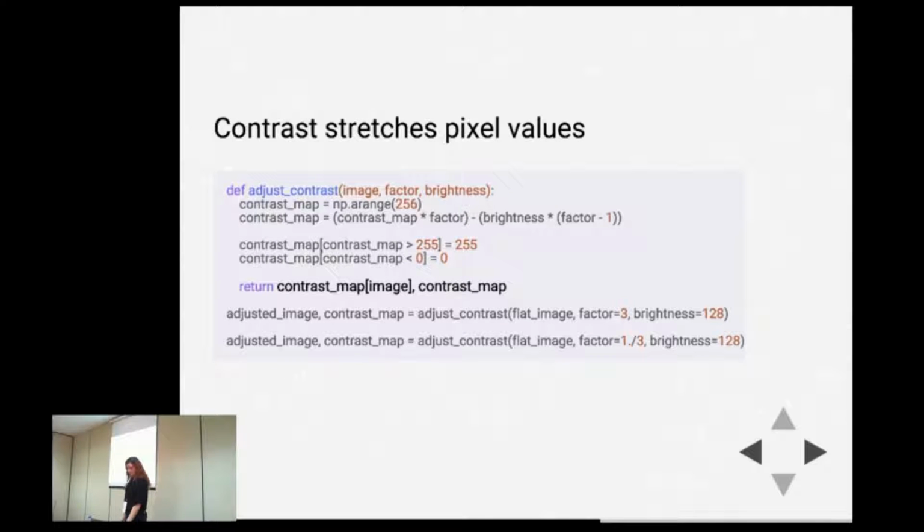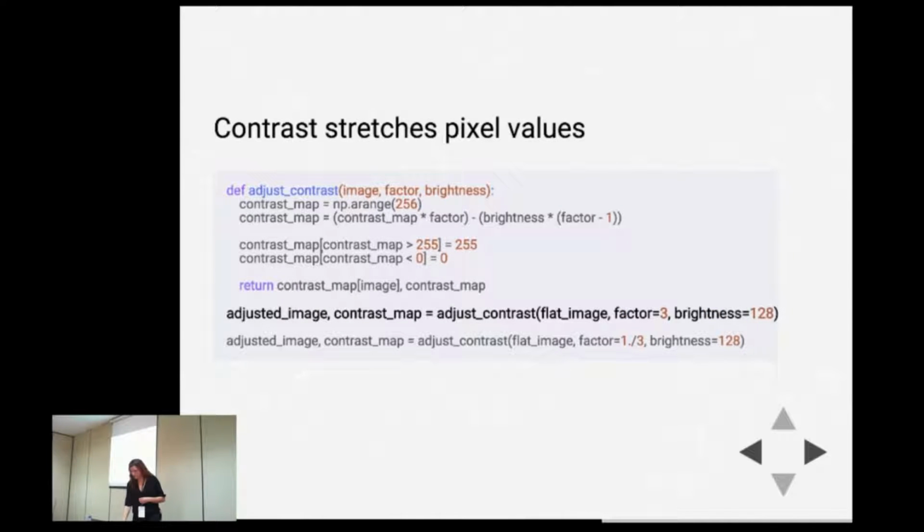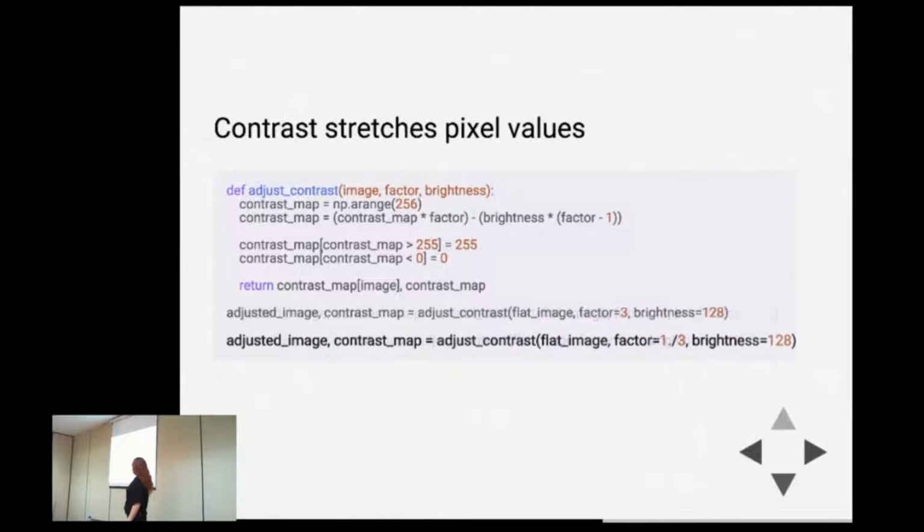Then, like last time with the brightness, we're going to use this mapping to index back into our original image to give us our adjusted image. And so this is using the function here that will be increasing the contrast by a factor of 3, or we can reduce it. We can flatten it out and just kind of mellow out. This will make the picture look more gray if it's a color image.